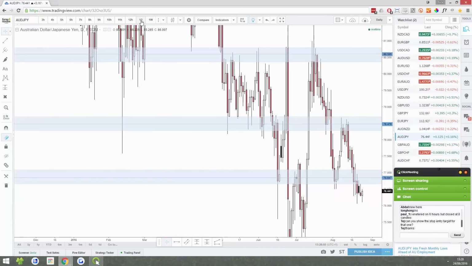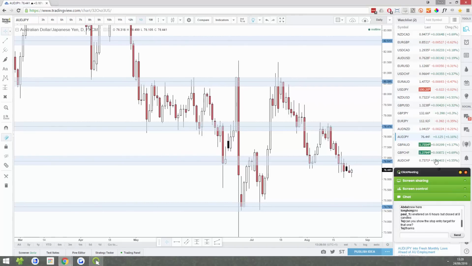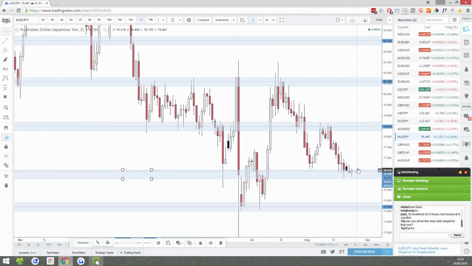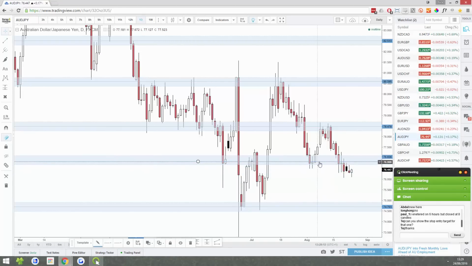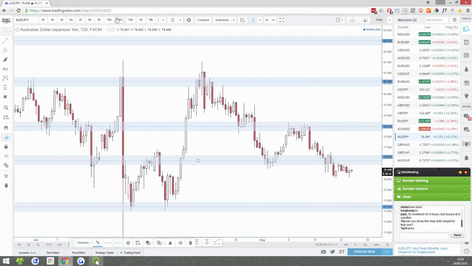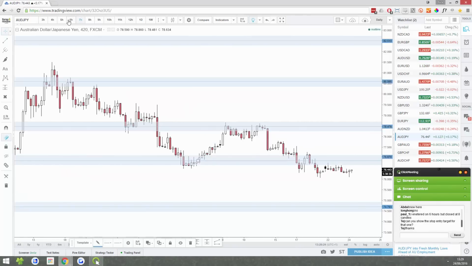AUD JPY, what's AUD JPY up to? I was thinking about potentially pulling the support area down to here, and then looking at this as a potential setup, but that would be curve fitting, because quite clearly the support resistance is up here. So I'm not going to pull that support area down. There's not enough evidence to suggest that the support has fallen.